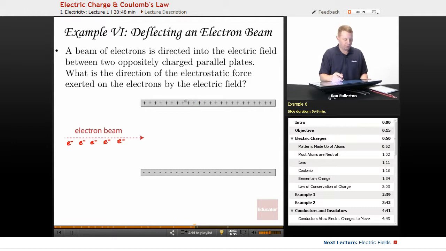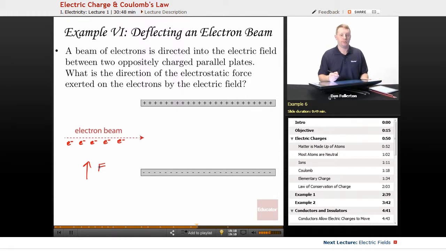They're going to feel a force toward the positives due to this plate. And down here they see a negative. They're negative. They're going to be repelled. That's also going to push them in the upward direction. So our net force must be up.